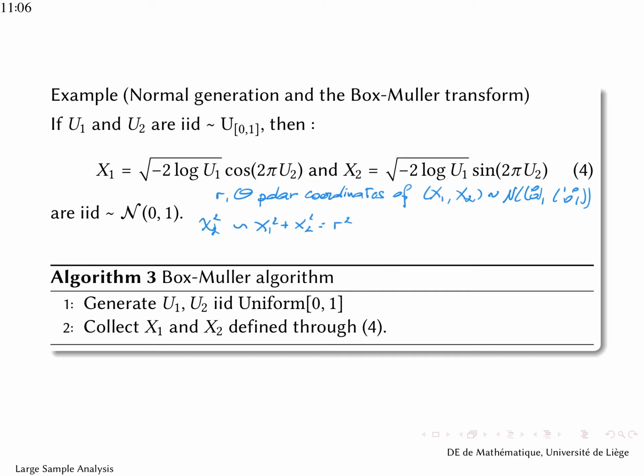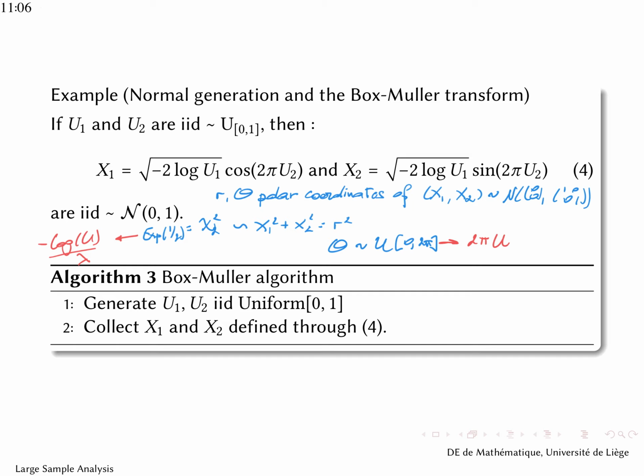Furthermore, a chi-squared distribution with 2 degrees of freedom is the same as an exponential distribution with lambda equal to 1/2. And in the previous part, we saw that we can simulate this by using minus the logarithm of a uniform distribution divided by its parameter. Furthermore, since the Gaussian distribution is rotation invariant, the angle theta will be uniformly distributed over the interval 0 to 2 pi. So the random variable theta can then be simulated using a uniform distribution on 0, 1 times 2 pi.